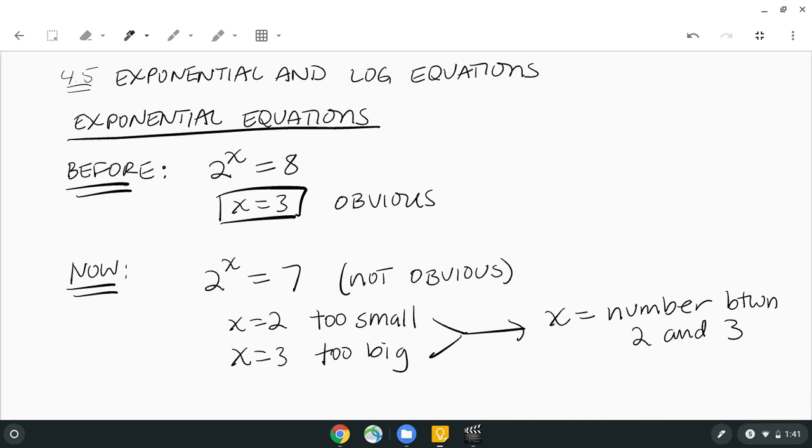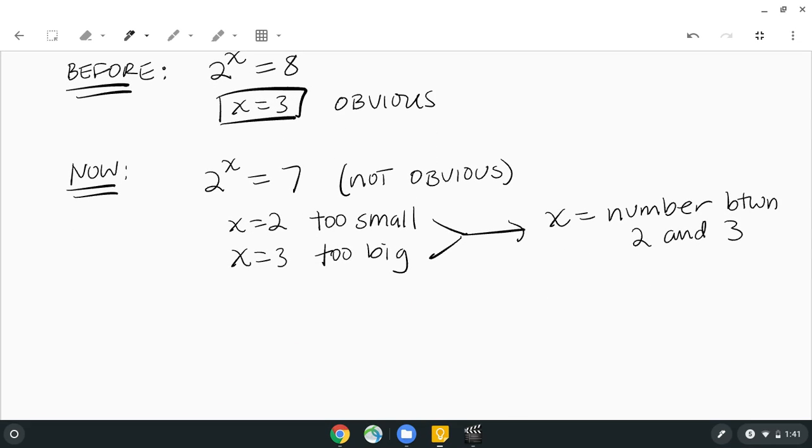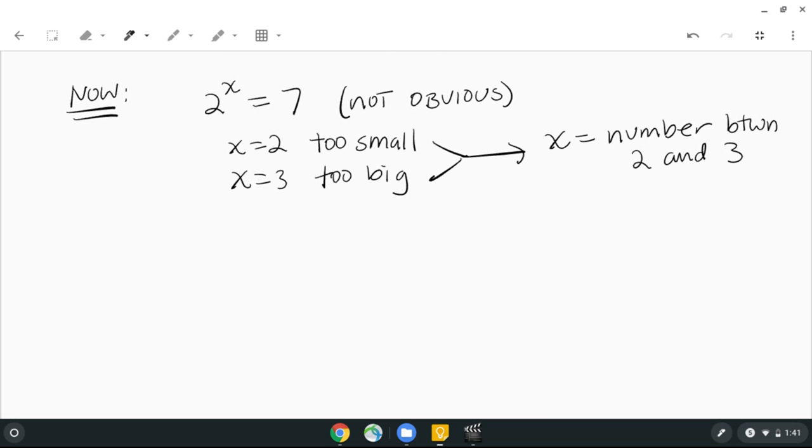Okay, so here we will be having decimal answers. And again, it's hard to figure out what the decimal answer would be unless we have some other methods. Okay, so the method that we are going to be using is logs.